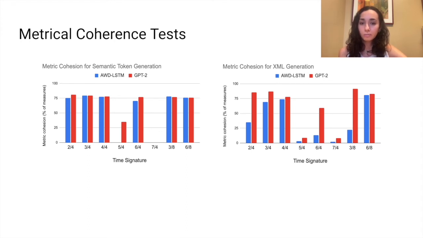Here we measure the metrical coherence of each model for each time signature, and metrical coherence is defined as the percentage of measures with the correct number of beats. The figure on the left compares metrical coherence between AWD-LSTM and GPT-2 when generating semantic tokens, and we see that the two models perform similarly for semantic token sequences.